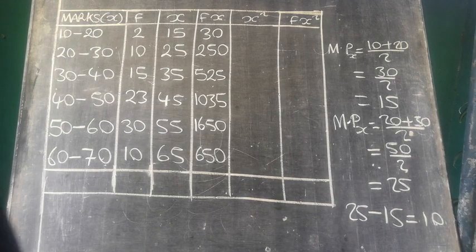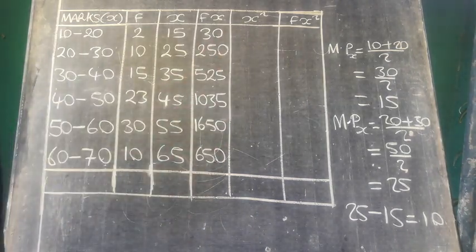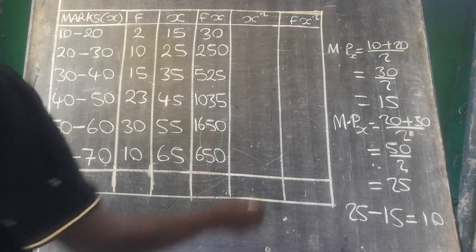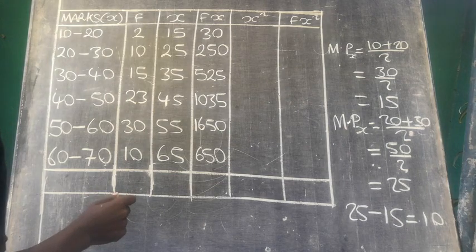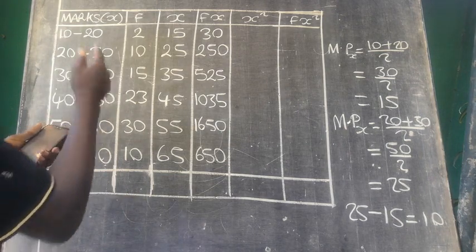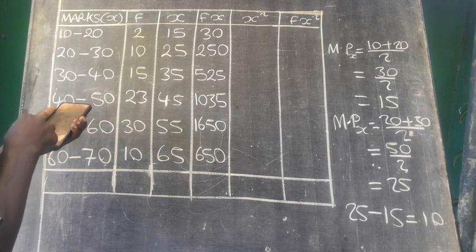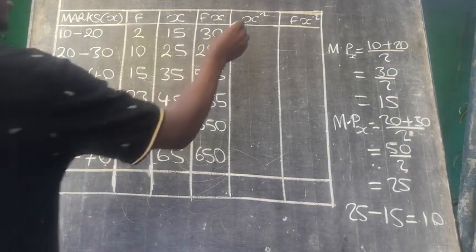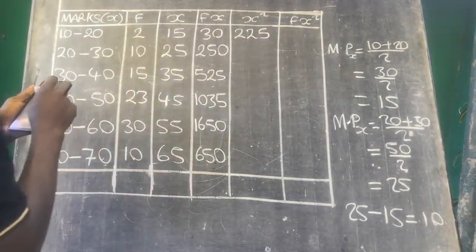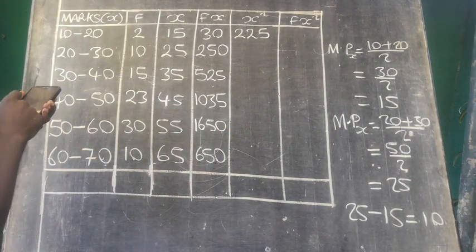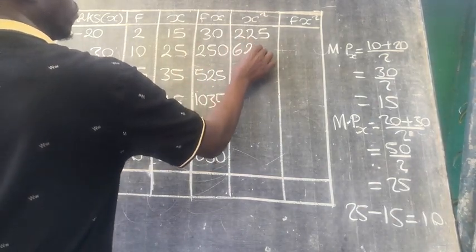After you multiply the frequency by the midpoint, we go to the next column, which is x squared. So we need to square the midpoint. It is 15 times 15, and this will give us 225. Then we go to 25 times 25, which is 625.